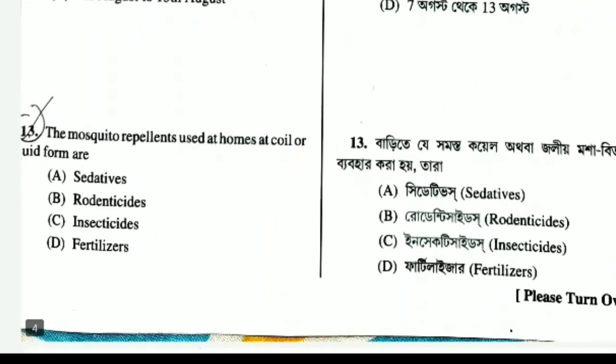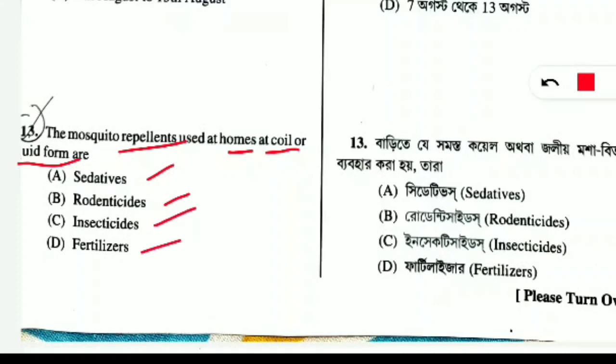Question number 13. The mosquito repellents used at homes in coil or liquid form are what? So Good Knight, All Out, all these things. These are using chemicals. What type of chemicals they are to repel the mosquitoes? Whether they are sedatives, rodenticides, insecticides or fertilizers. So fertilizers, never, they can't be because they are not used in the plants. And rodenticides means to kill the rodents, that means rats, mice, they are not used. Sedatives means to give the sleeping effect to the person.